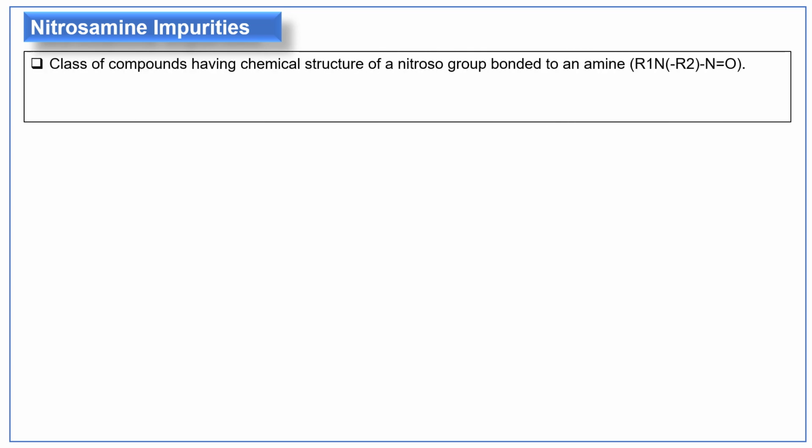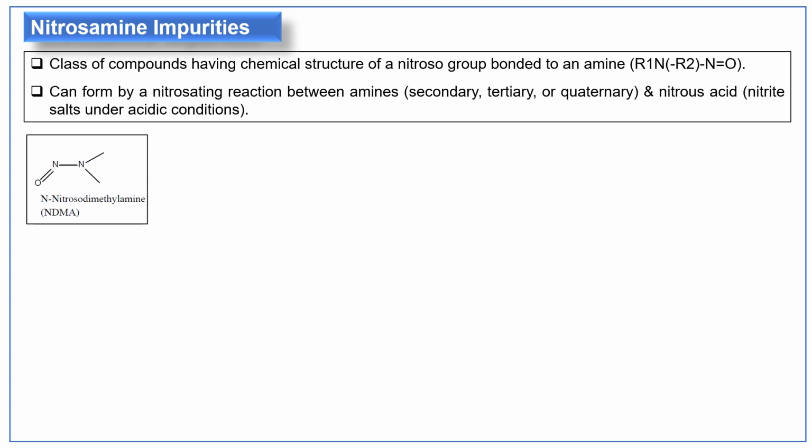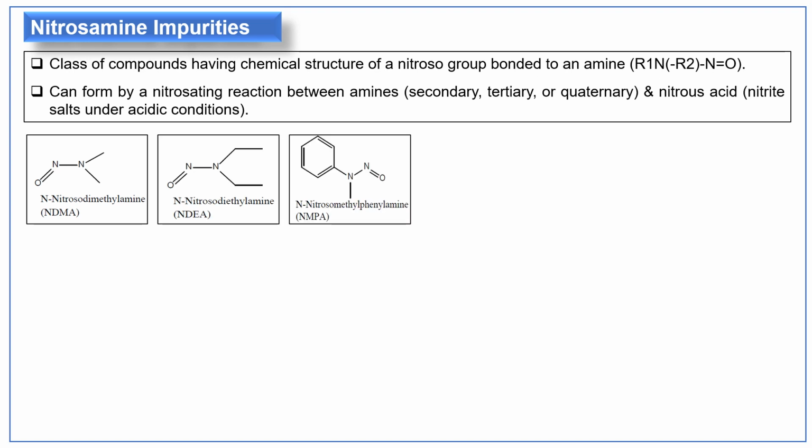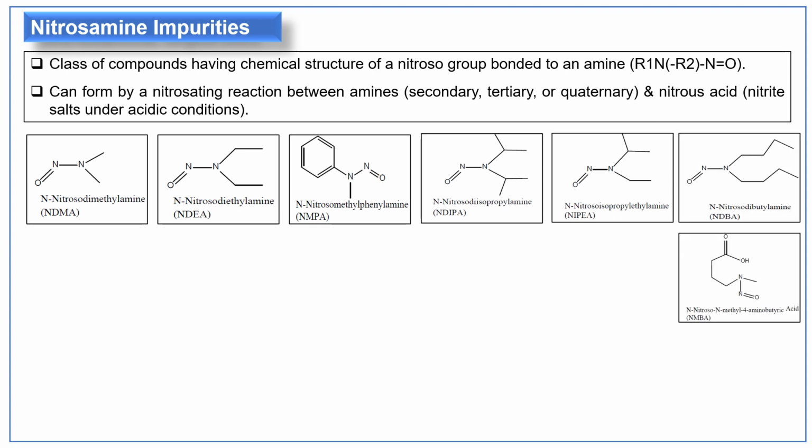Talking about the nitrosamine impurities, by this time we all know that nitrosamines are a class of compounds having a chemical structure of a nitroso group bonded to an amine. They can be formed by the nitrosation reaction between amines, either secondary, tertiary or quaternary, and nitrous acid, that is nitrite salts, under acidic conditions. In the USFDA guidance, there are specifically seven nitrosamine impurities defined: NDMA, NDEA, NMPA, NDIPA, NIPEA, NDBA, and NMBA, right?